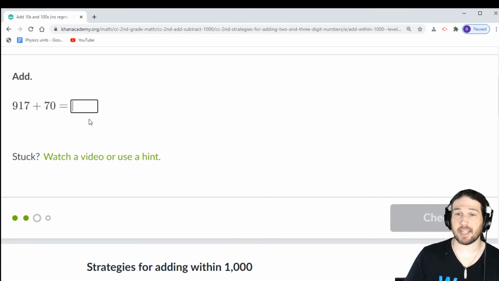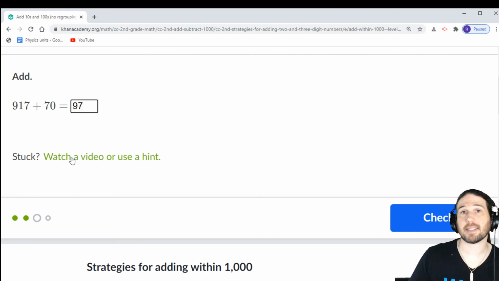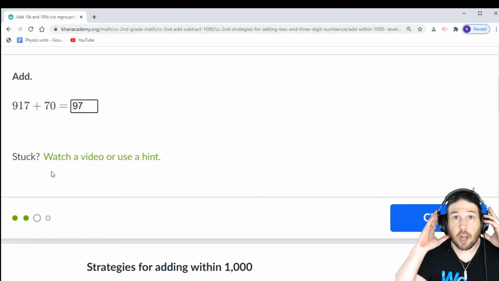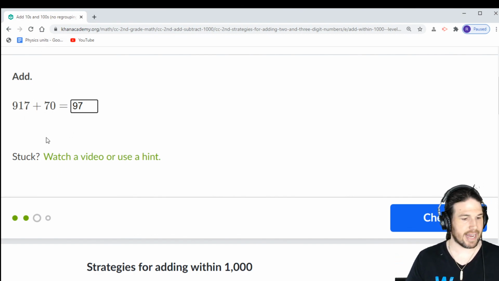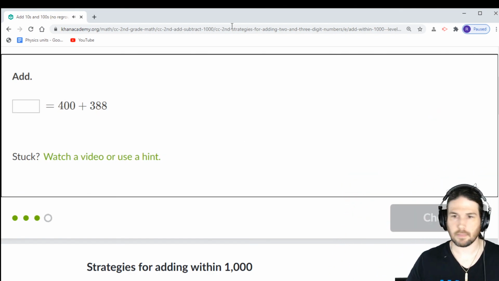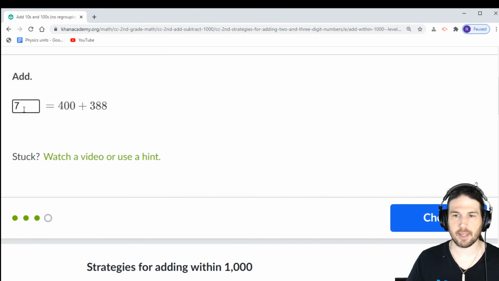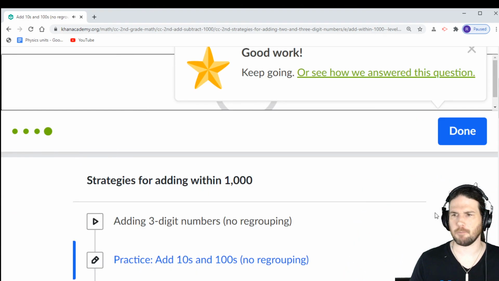917 plus 70. Again, only the 10s are being affected. The 9 in the hundreds place and the 7 in the ones place, they're not going to change. All right? 10 plus 70 is 80, so the answer is 987. And then finally, 400s plus 300s is 700s, and the other 88 just kind of goes along for the ride. Moving on.